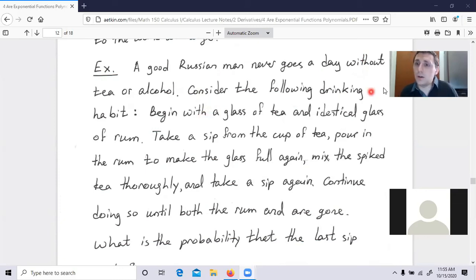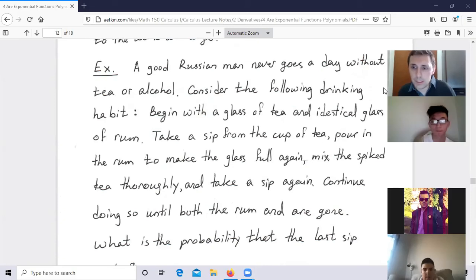So here is how I will have my drink once I'm done with this class. I will have one glass of tea and a glass of the same shape and size containing rum, right? So you drink tea with rum. I take a sip of my tea and then I pour the rum until the glass is full again. I mix it thoroughly and I drink. And after I take another sip, I pour a little bit more rum, I mix it, and I take a drink. And I continue doing that until both glasses are empty.